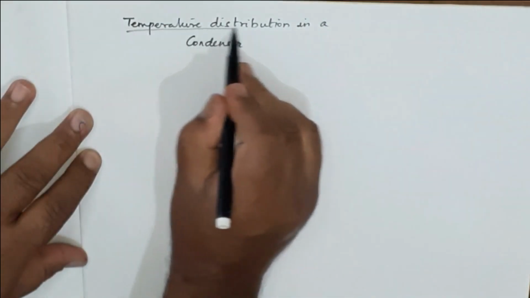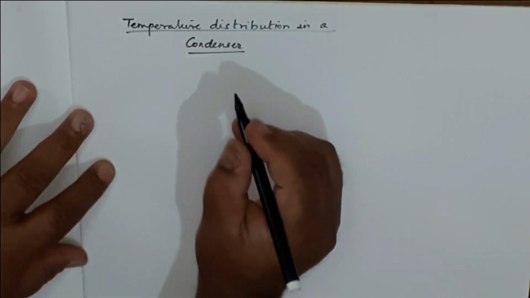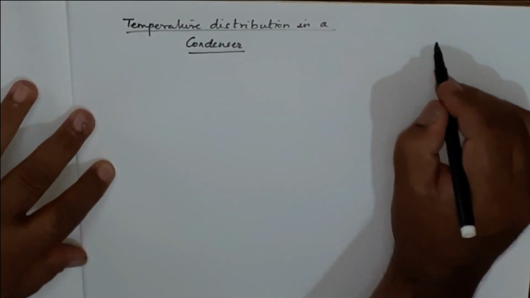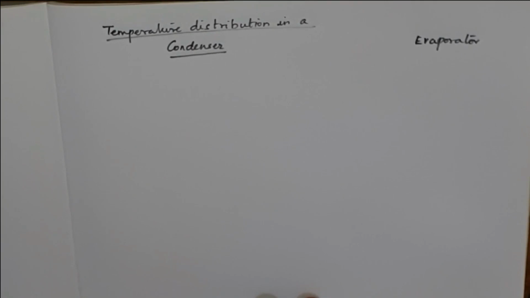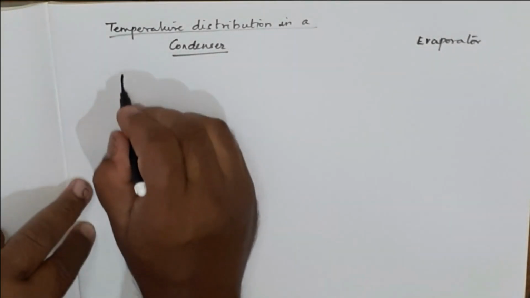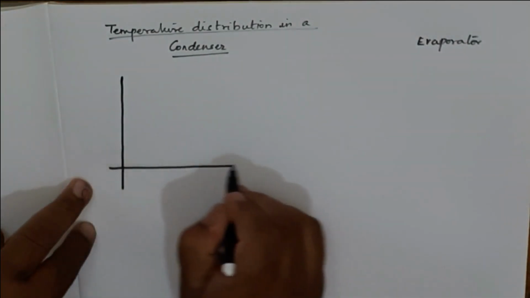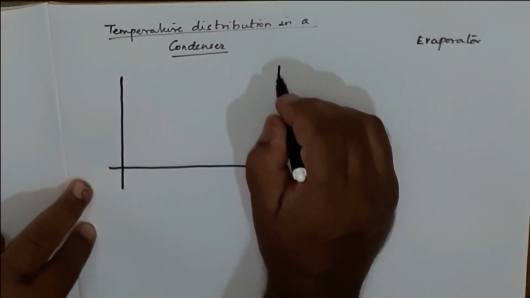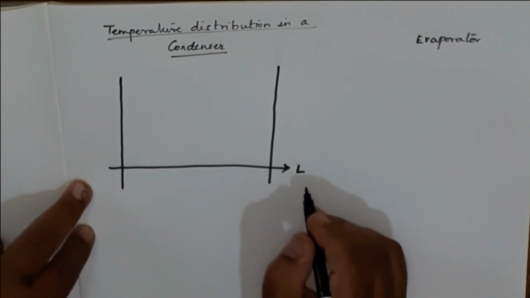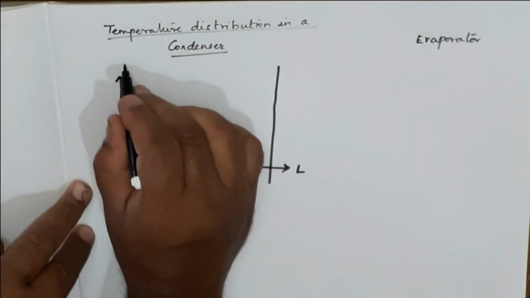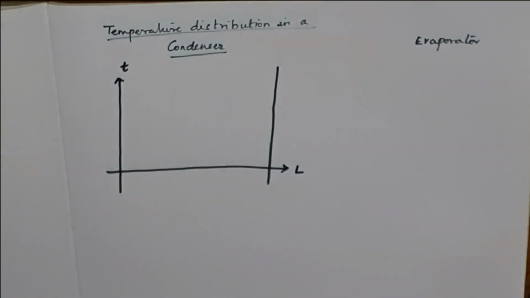Okay, the temperature distribution in a condenser. Similarly, you can see it in a temperature distribution in an evaporator. Okay, let me see it here. Adjust it. Okay, now we'll see here. This is the length, and this is, say, the temperature. Okay, this is a condenser. So this first one is a condenser.